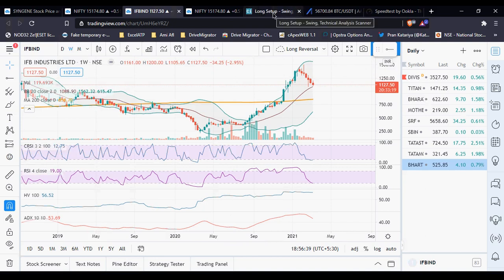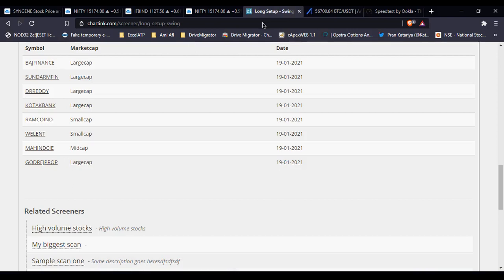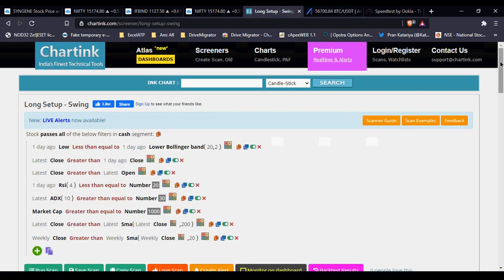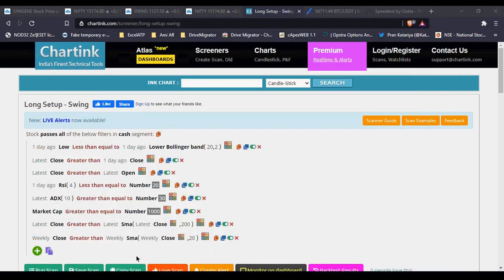And I also have a charting scanner available for you guys, but it is not 100%. It will give you some stocks, but then you have to check your charts and get the entries as per the rules. I'll just post the scanner in the chat for everyone.